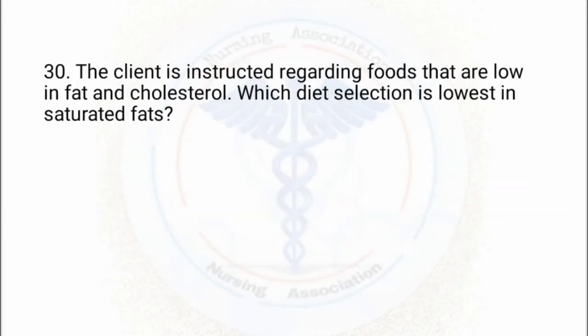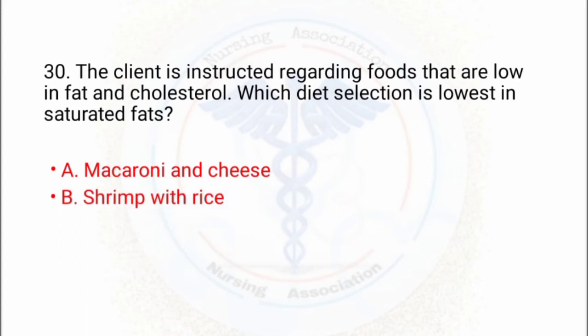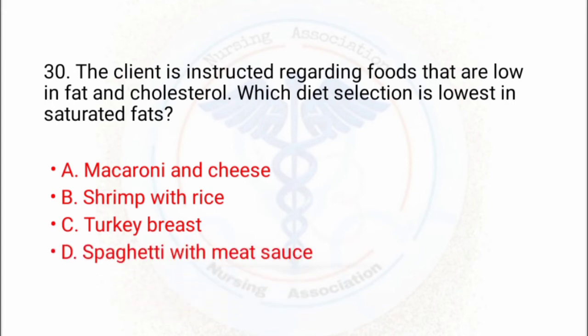Further moving to the 30th question, the client is instructed regarding foods that are low in fat and cholesterol. Which diet selection is lowest in saturated fat? Option A, macaroni and cheese. Option B, shrimp with rice. Option C, turkey breast. And option D, spaghetti with meat sauce. So let's see the correct option. The correct option is C, turkey breast.